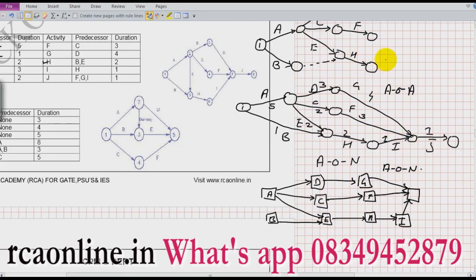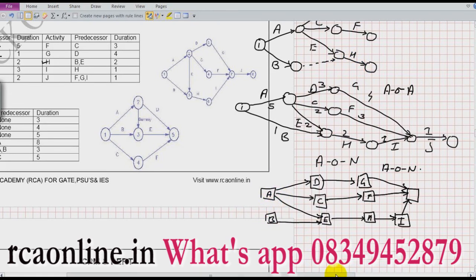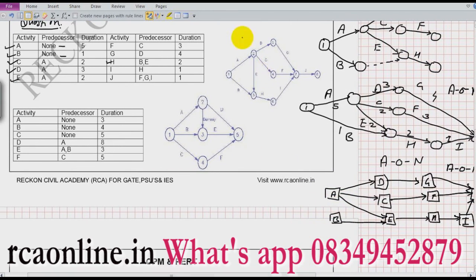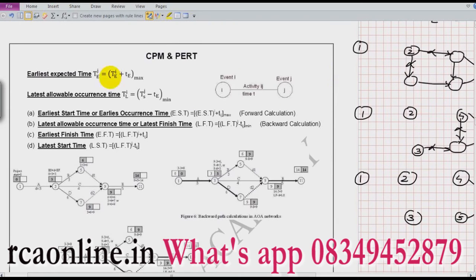These diagrams are the basic requirement for the start of either CPM or PERT. So you can WhatsApp me, and I can send you more questions related to these network drawings, so you can practice a lot. In the next video I will start how to calculate floats. For that we will learn how to calculate earliest expected time, latest allowable occurrence time, then EST, LST. These are the basic mathematical calculations to find the critical activity.